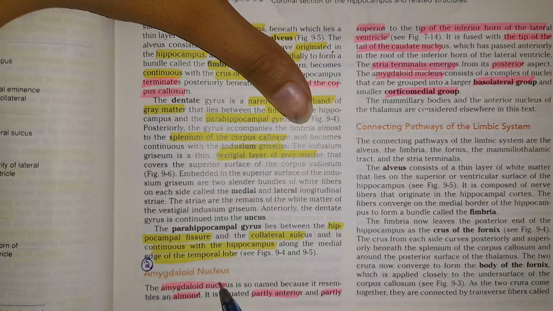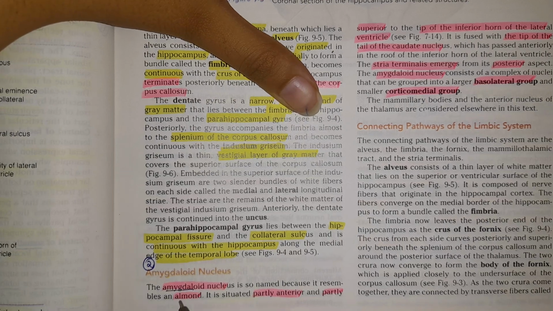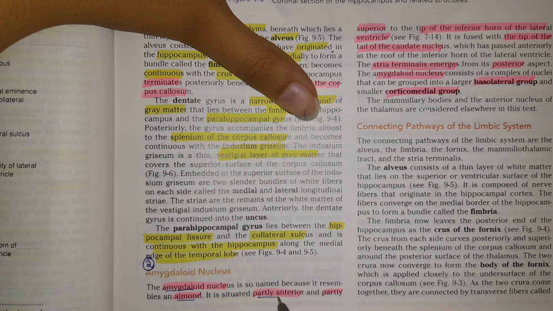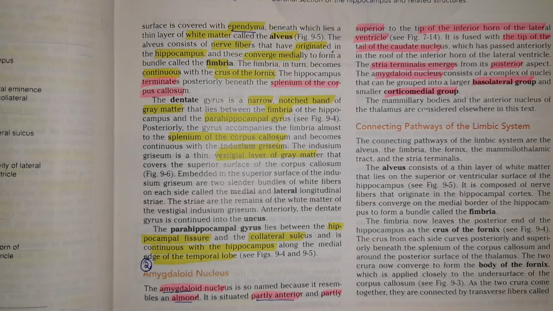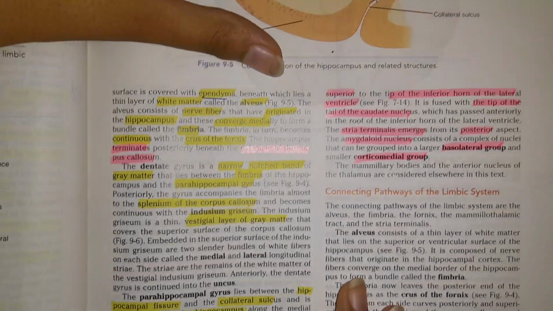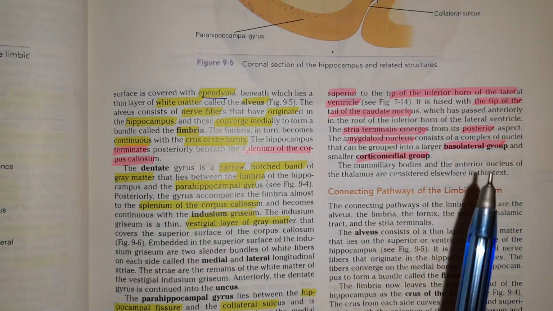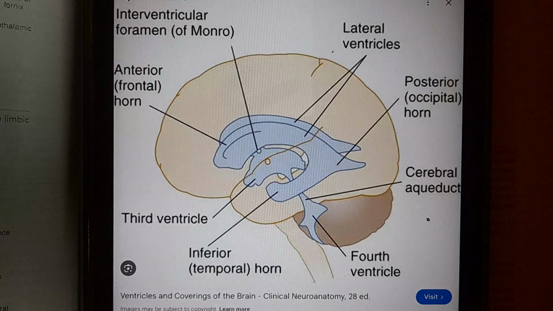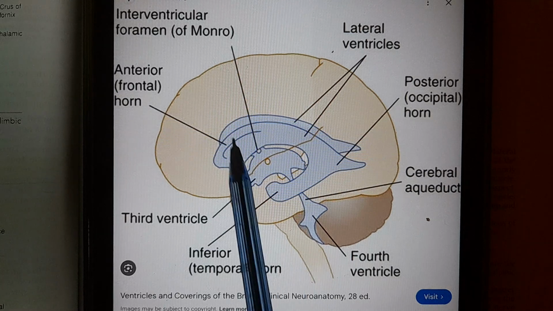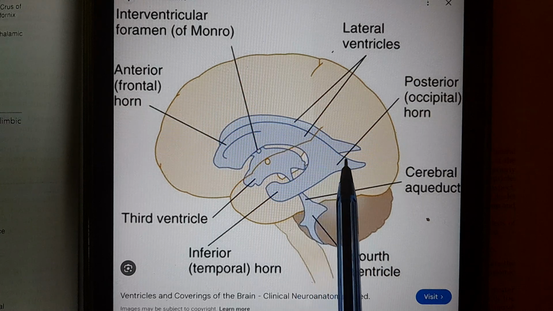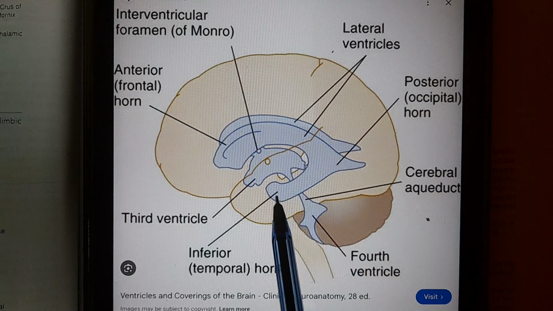Now we have the amygdaloid nucleus, and it is so named because of its resemblance to the almond, and it is situated partly anteriorly and partly superiorly to the tip of the inferior horn of the lateral ventricle. So let's look at it. As you can see in this diagram, you can see all the ventricles, and this is our lateral ventricle, and this is the anterior horn, and this is the interventricular foramen, and this was the posterior horn, and this is the inferior horn.